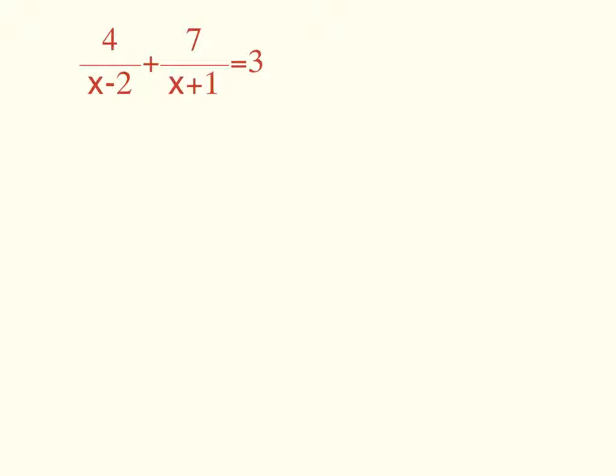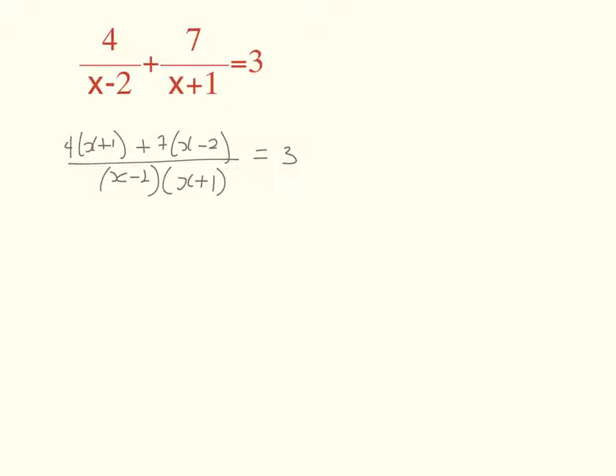Again, we'll start by finding the LCM. So the LCM for this is going to be x minus 2, and x plus 1. We'll put that equal to 3 for now. We'll come back to it in a second. And first of all, this multiplies by 4. So 4 into x plus 1, plus 7 into x minus 2. If you watched my last couple of videos, you should be pretty quick at this now.